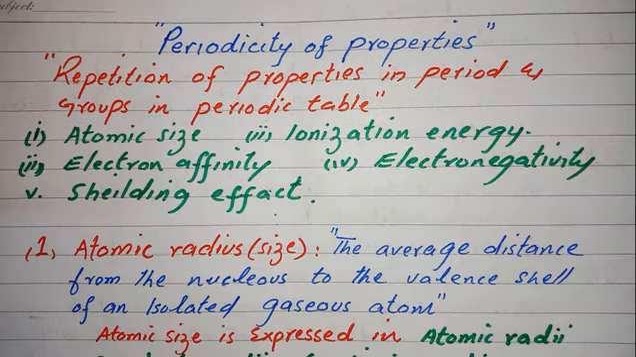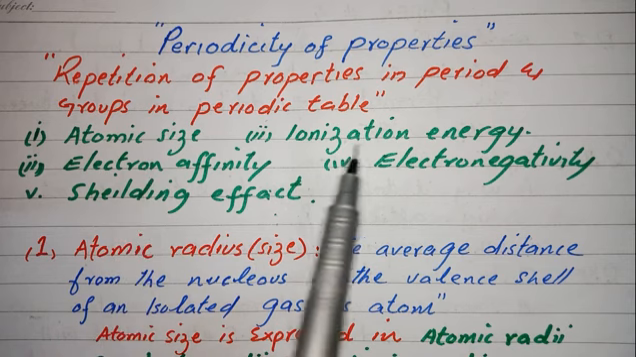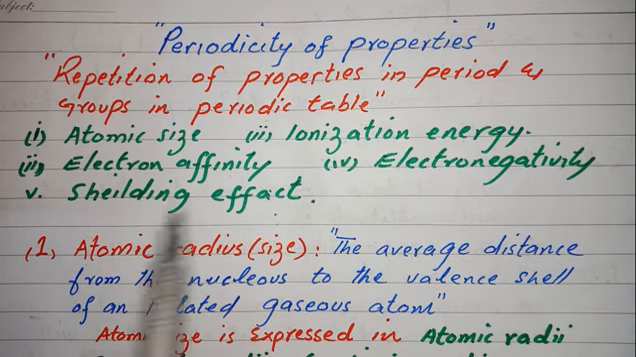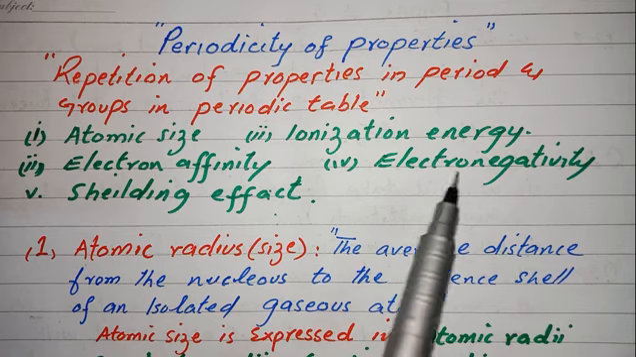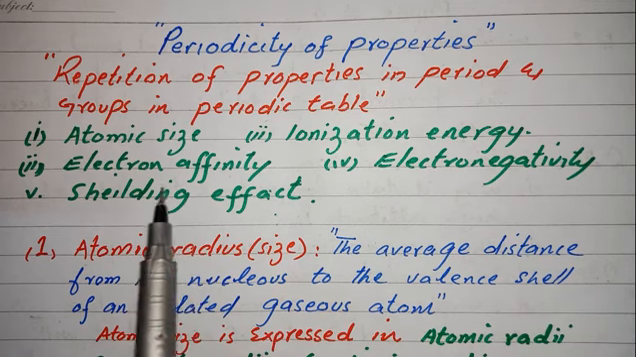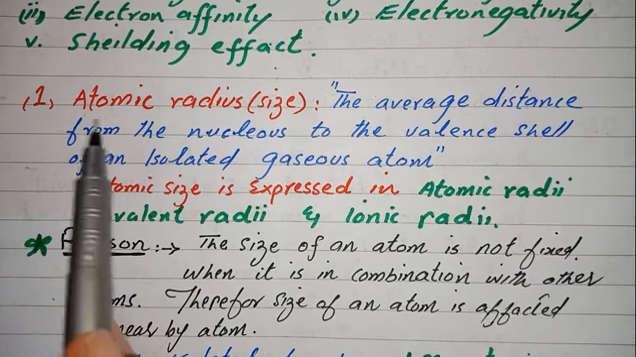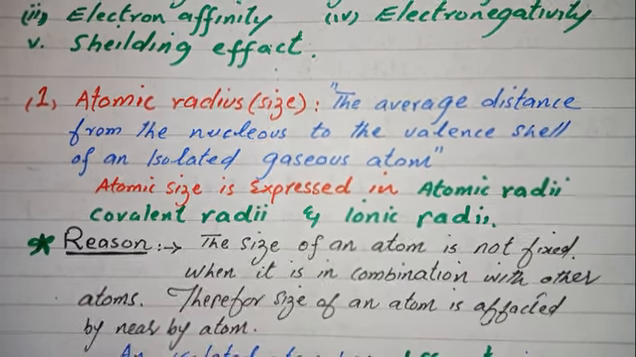These repeating properties, which are called periodic properties, are atomic size, ionization energy, electron affinity, electronegativity, and shielding effect. We will have to study all these periodic properties one by one. Now, first of all, we have to start with atomic radius.